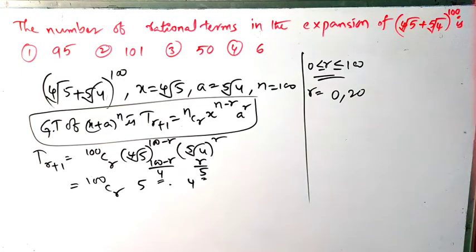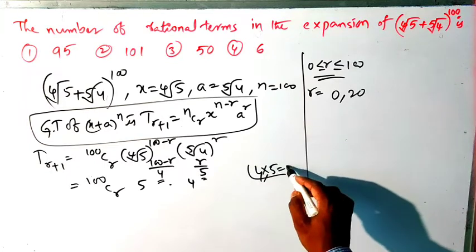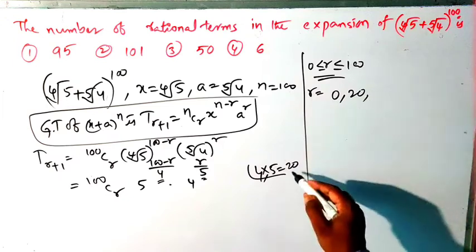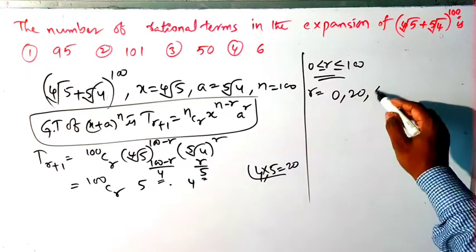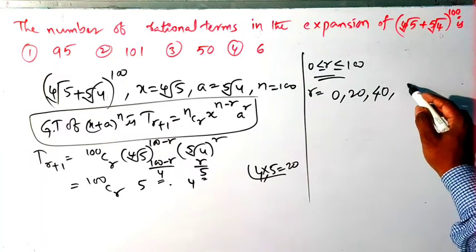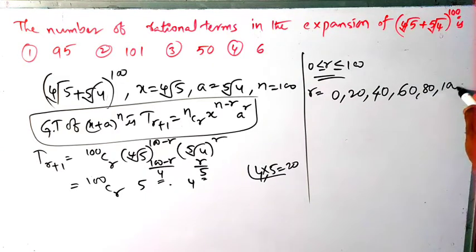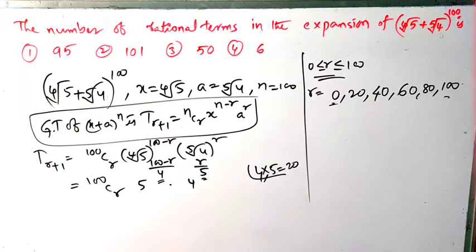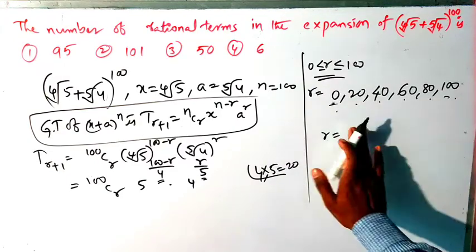Why 20? Because the LCM of 4 and 5 is 4 into 5, that is 20. So multiples of 20 we write here: 20 into 0 is 0, 20 into 1 is 20, 20 into 2 is 40, 20 into 3 is 60, 80, 100. Enough. Why? Because 0 to 100 only we take here. These are the multiples of 20. So how many are they? 1, 2, 3, 4, 5, 6. So 6 values are there.